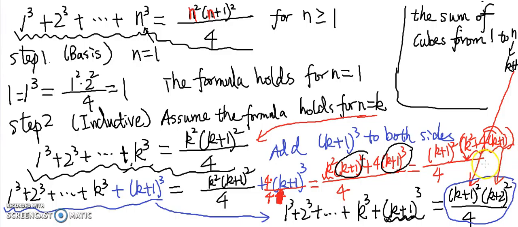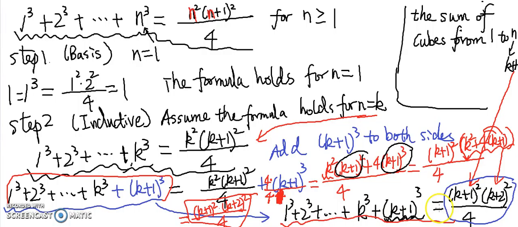So we can write down one more step. It equals exactly the bottom 4, the top k plus 1 squared times k plus 2 squared. So that tells us if we just take the left-hand side and the last term, this equals that. It's exactly the formula we need to prove. So this is how we use mathematical induction to prove the sum of the cubes of the first n numbers, integers, whole numbers, equals this expression.